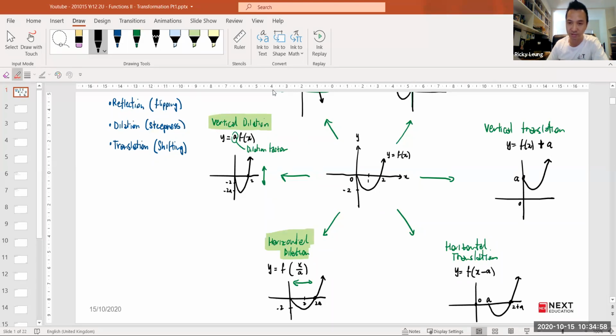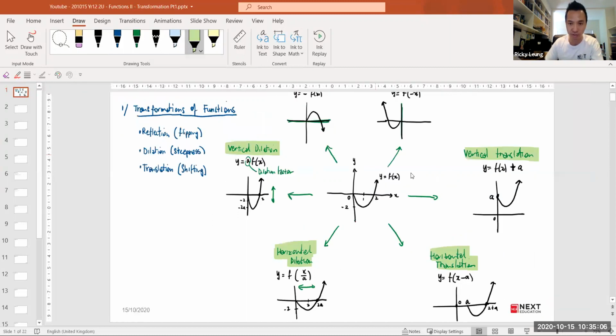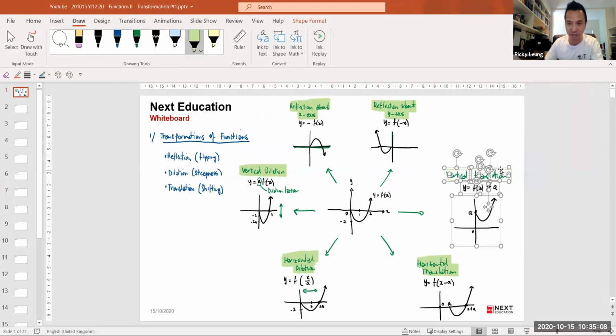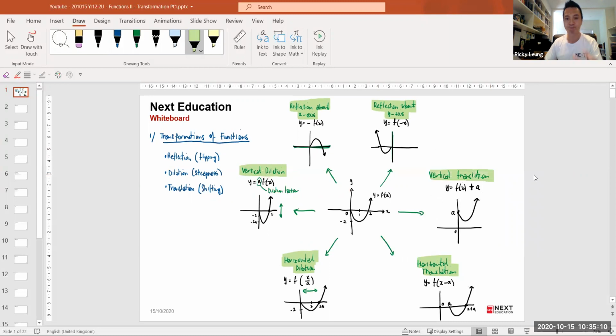So what I'm trying to say is this terminology is new, yes, translation, dilation, and reflection, but the concept itself is not. They're the 6 key transformations that can occur. It's a really neat diagram to summarize all of them.